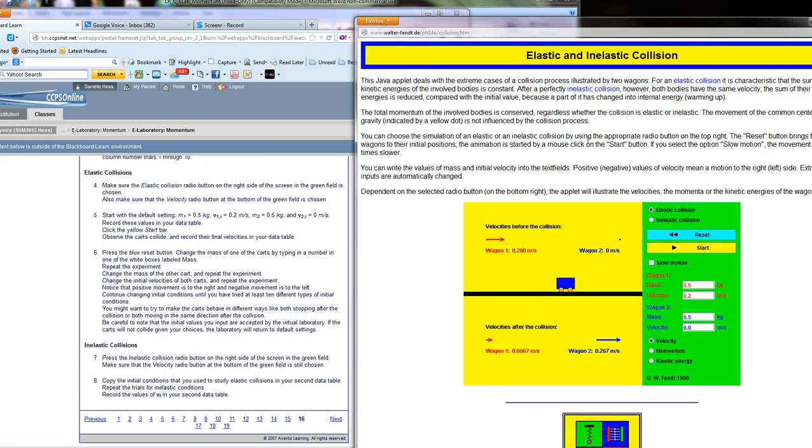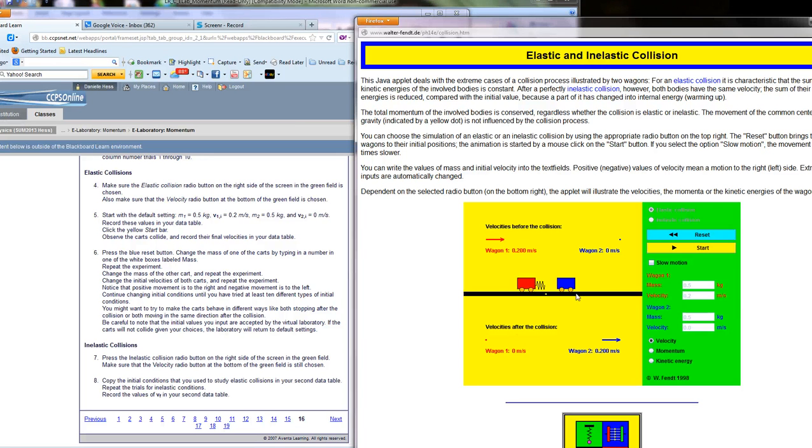You want to make sure that your lab, and this is your lab pulled up right here, is set for velocity. We're set for velocity, and it also gives you a set of default settings which are already in there: the mass and velocity for wagon 1 and the mass and velocity for wagon 2. Our experiment is set for the elastic collision. You go ahead and press start.